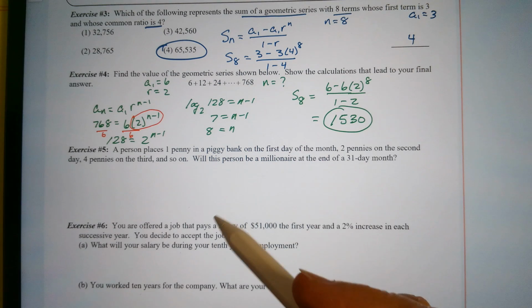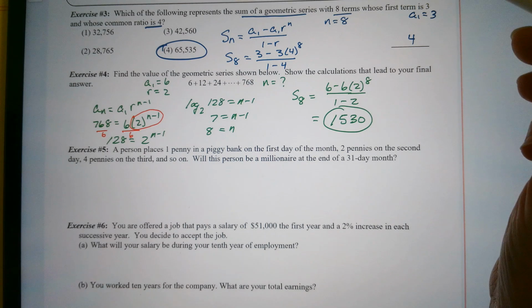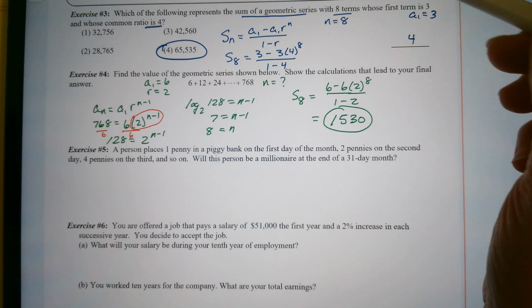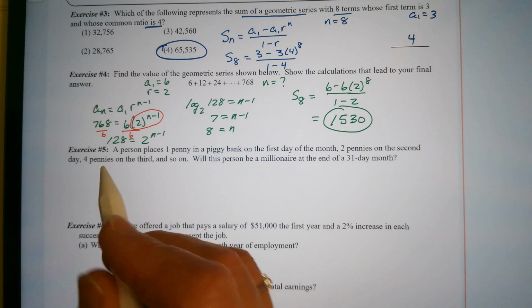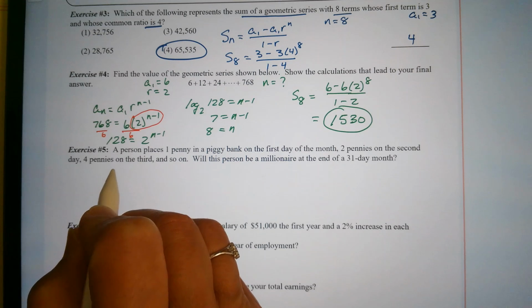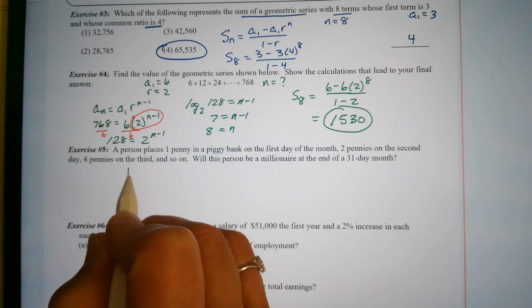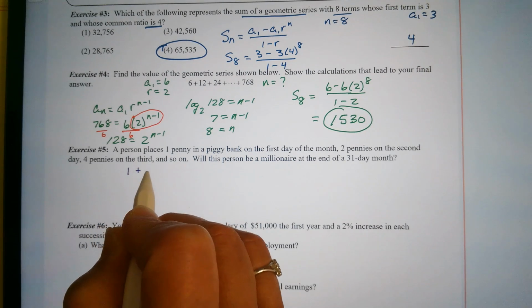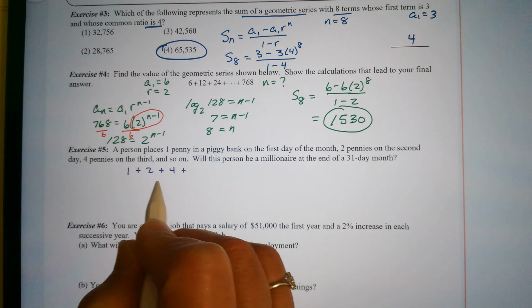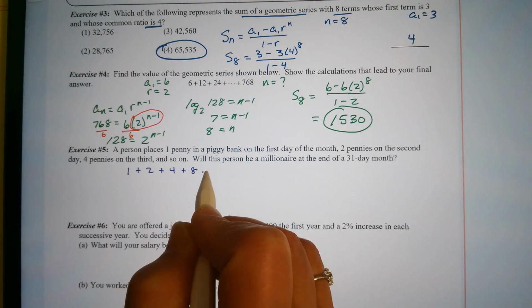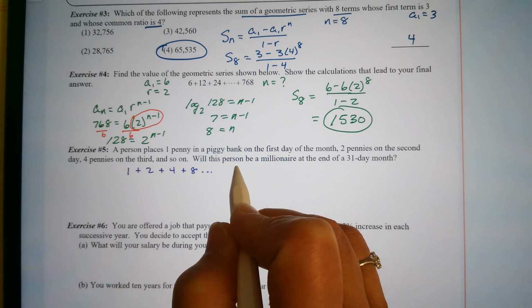A person places a penny in a piggy bank on the first day of the month, 2 pennies on the second day, 4 pennies on the third day, and so on. Will this person be a millionaire at the end of the 31st day of the month? Okay, so that's what we have here. We've got 1 penny, and then 2 pennies, and then 4. So we are doubling each time, then 8, and so on, up into 31 days, so n equals 31.